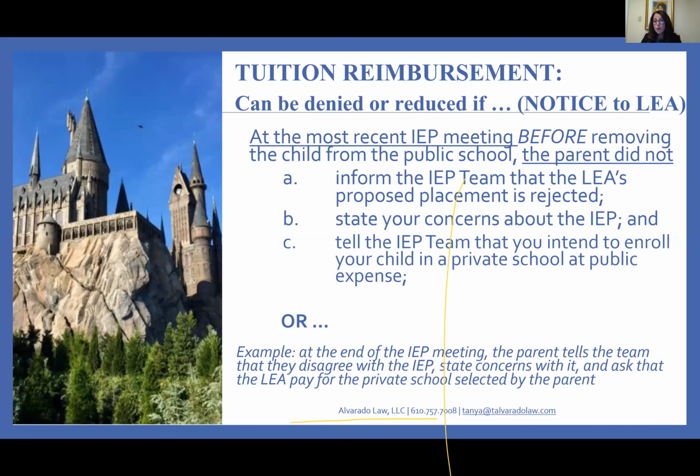That last piece is important because it's not always implied. The parent says, well, I don't think your program is appropriate and I'm taking my child to private school. That does not meet the criteria. You have to ask the school district to pay for it. Otherwise, there's not a notice that you're asking them to pay for it. So that's essentially what the notice is.